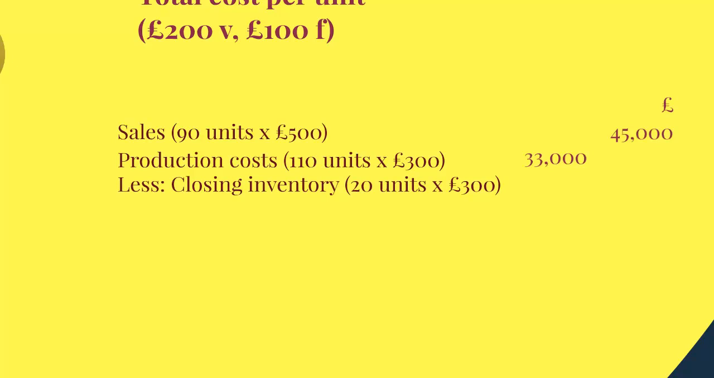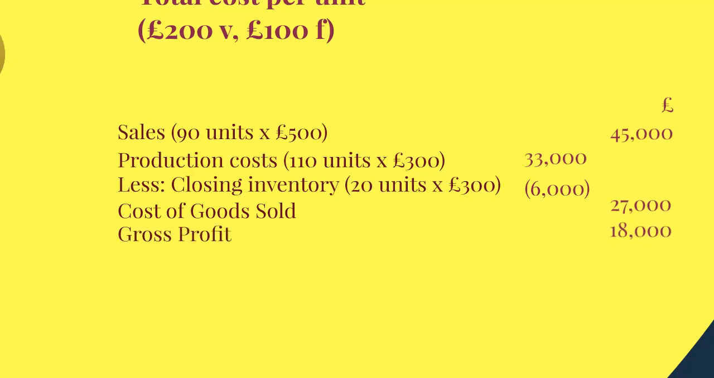So this is the 20 units that we did not sell. And of course, under absorption costing, if we do not sell them, we do not absorb the fixed costs because they have not been sold yet. So we reduce the production cost by the value of our closing inventory times the cost per unit, which gives us £6,000, giving us a total cost of goods sold. So that is our cost of sales deducted from our sales, giving us £27,000, and therefore a gross profit of £18,000.